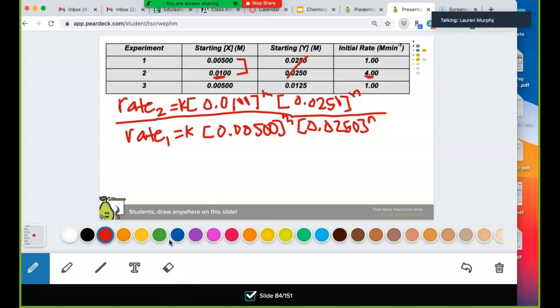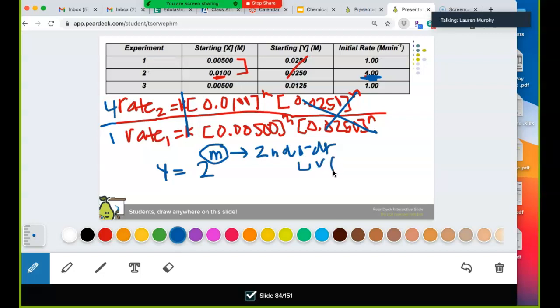Okay, and I did this on purpose, so that this guy would cancel out to make my life easier. I haven't plugged my rates in yet. My rate for experiment 2 is 4, divided by my rate for experiment 1 is 1. So 4 over 1 is 4. My K's cancel. 0.01 divided by 0.005 is 2. Okay, so 2 to the what is 4? 2 to what power is 4? So this is going to be a 2, which is second order.